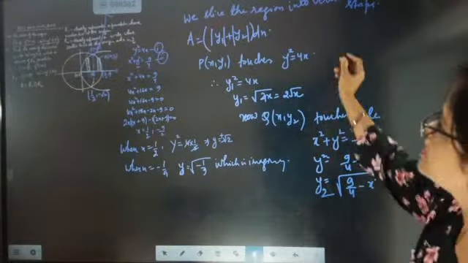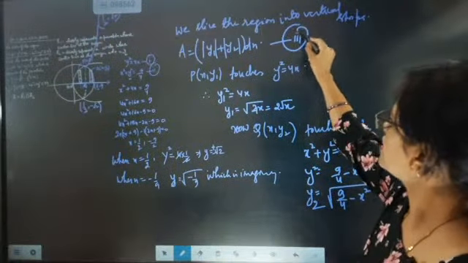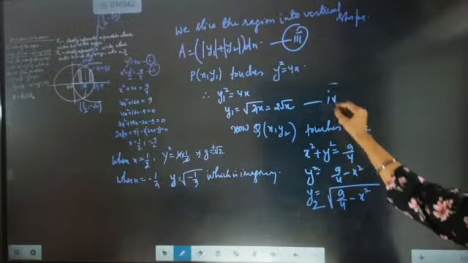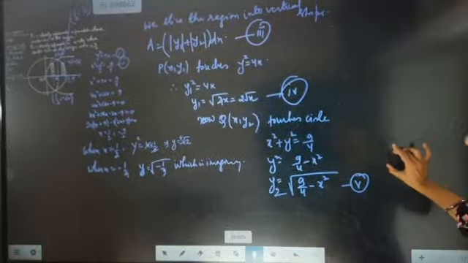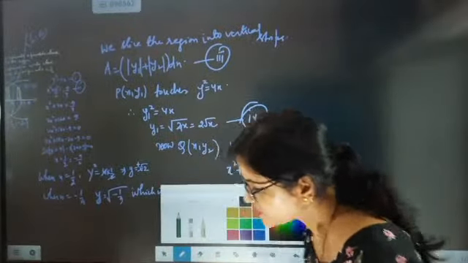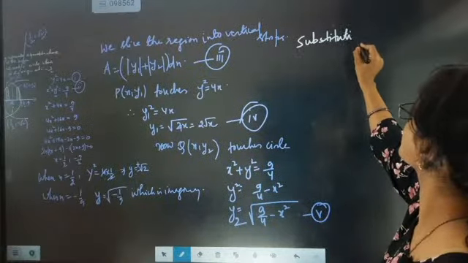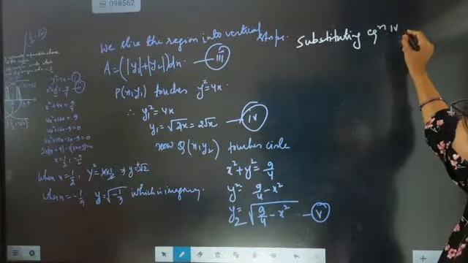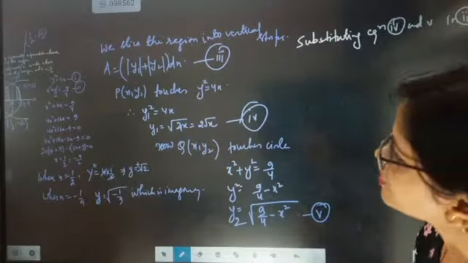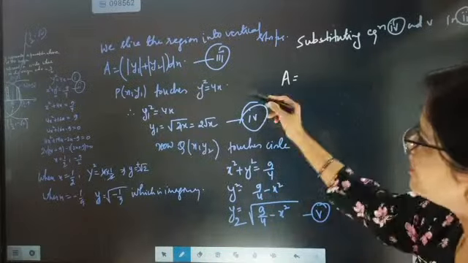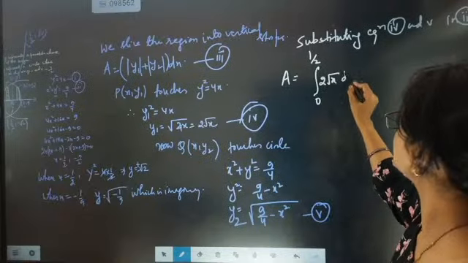Now in the area section we are going to substitute everything. This you have taken as equation 3. Now you got this one as 4 and this part as 5. So substituting equations 4 and 5 in 3, what are you going to get? The area will be equal to, y1 value will start from 0 to 1 by 2, 2 root x dx.